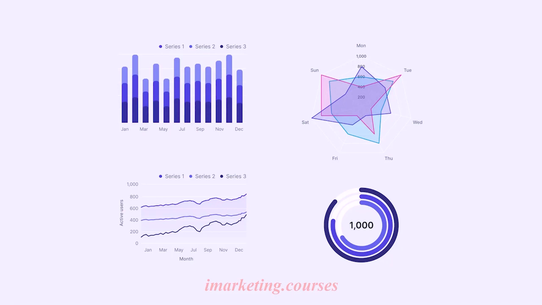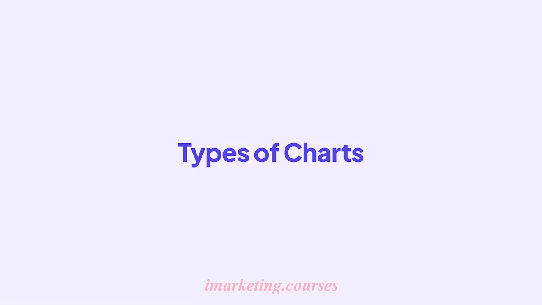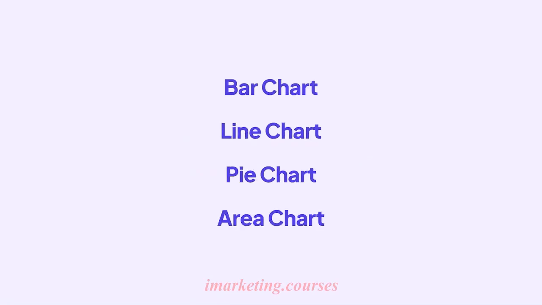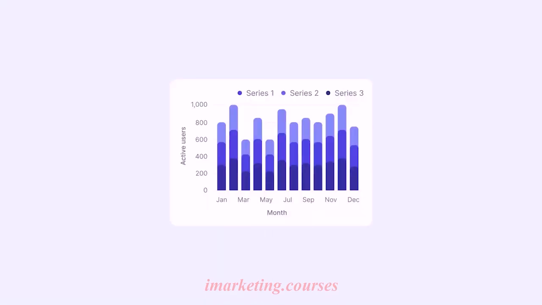Chart UI elements are graphical representations of data that are used to help users understand and compare complex information at a glance. There are several types of chart UI elements, including bar chart, line chart, pie chart, and area chart. A bar chart is a chart that represents data using rectangular bars. The length of each bar represents the value of the data it represents, making it easy to compare values between different categories.